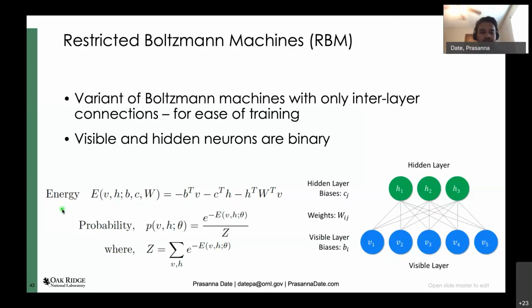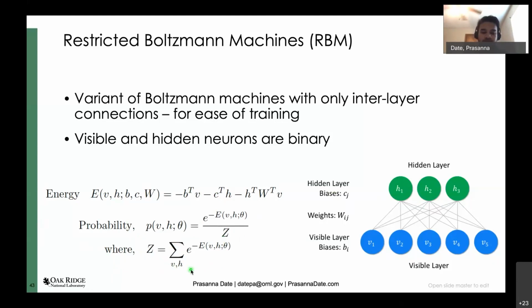Now, given this notion of energy, we can start talking about the probabilities. What is the probability that we obtain a particular configuration of visible neurons and hidden neurons? Since all visible and hidden neurons are binary, there is only a finite number of states which you can attain. This probability expression gives you the probability of attaining each of those states. Finally, the Z here is just a normalizing constant, the sum over every configuration that you can attain. Okay, so that is a brief introduction to restricted Boltzmann machines.